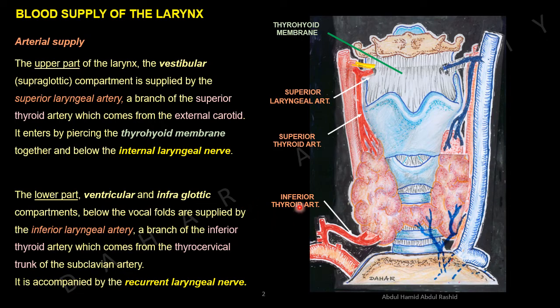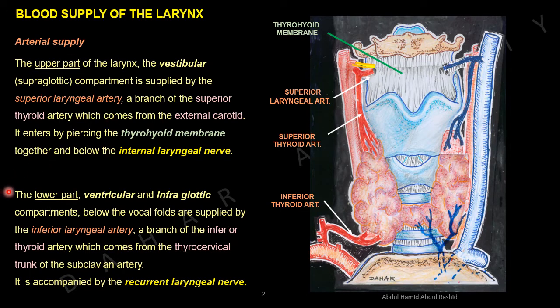The upper part of the larynx, that is the vestibular compartment, is supplied by the superior laryngeal artery, which is a branch of the superior thyroid artery, which comes from the external carotid artery. It enters by piercing through the thyrohyoid membrane together with and below the internal laryngeal nerve.